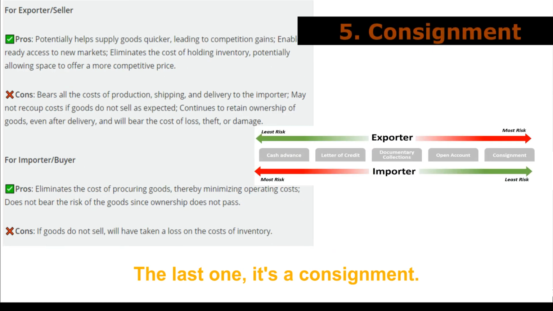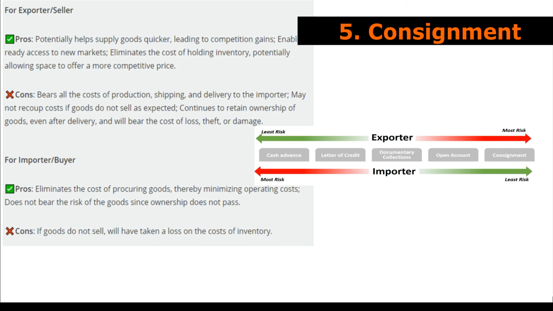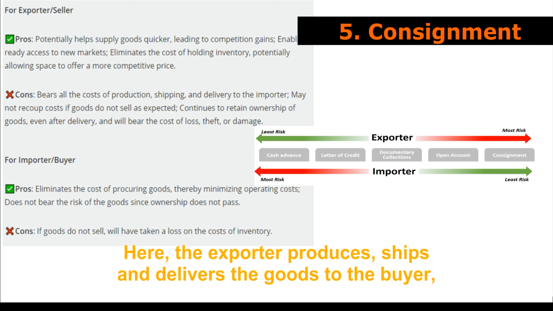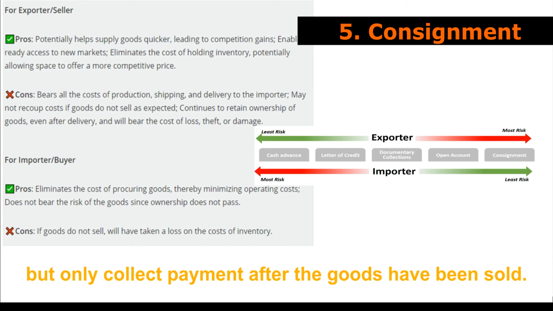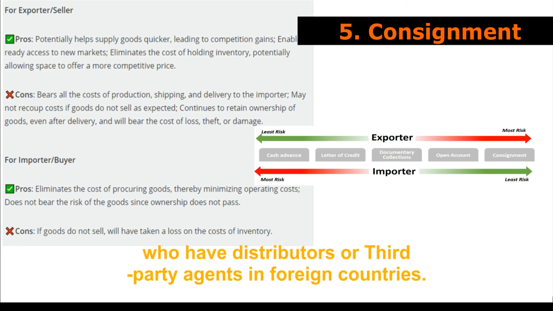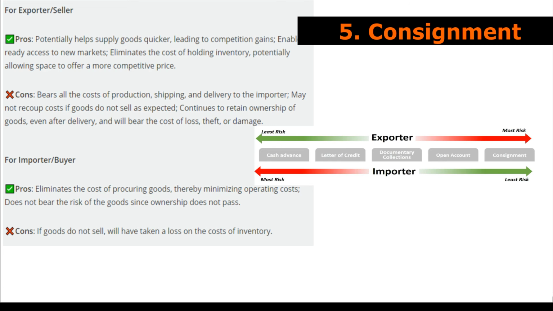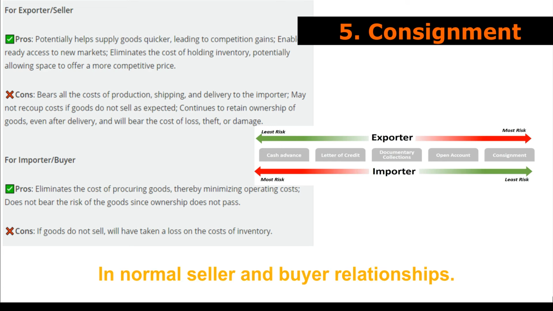The last one is consignment. The final major payment term you should know about is consignment. Here, the exporter produces, ships, and delivers the goods to the buyer, but only collects payment after the goods have been sold. You can often see this payment term being used by exporters who have distributors or third-party agents in foreign countries. Perhaps it may be rare to find this situation in normal seller and buyer relationships.